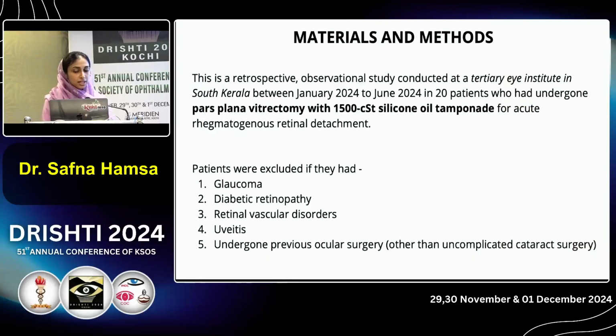So we conducted a retrospective study in 20 eyes with acute rhegmatogenous retinal detachment who were treated with pars plana vitrectomy and 1500 centistokes of silicone oil tamponade. We had excluded patients with glaucoma, diabetic retinopathy, retinal vascular disorders, uveitis, and patients who had undergone any ocular surgery other than an uncomplicated cataract surgery.